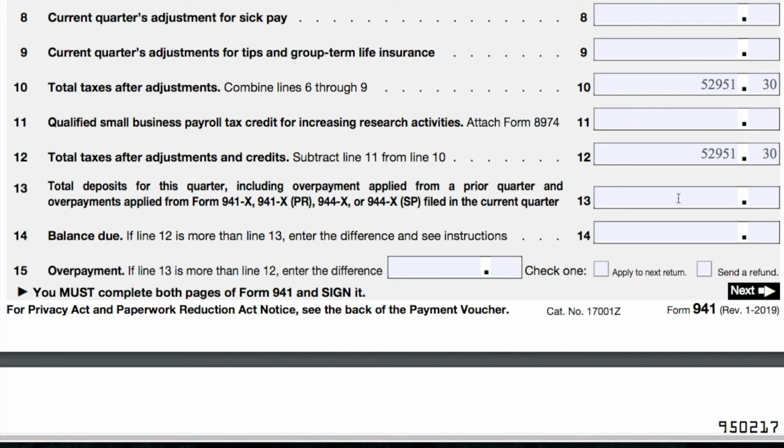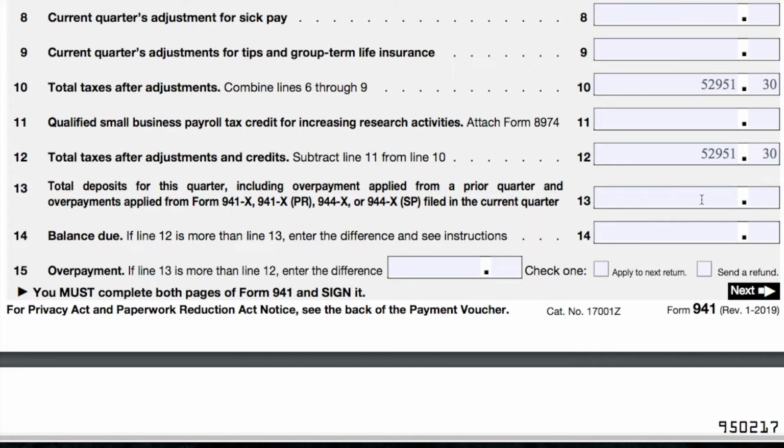Line 13 has to do with tax deposits. In addition to filing Form 941 quarterly, you'll also need to deposit withheld income taxes and FICA taxes on an ongoing basis. The deposit schedule is either monthly or semi-weekly, depending on the size of your business's tax liability. Indicate here how much you've deposited for the quarter. Ideally, this should match up with line 12, but you might have an underpayment or overpayment.